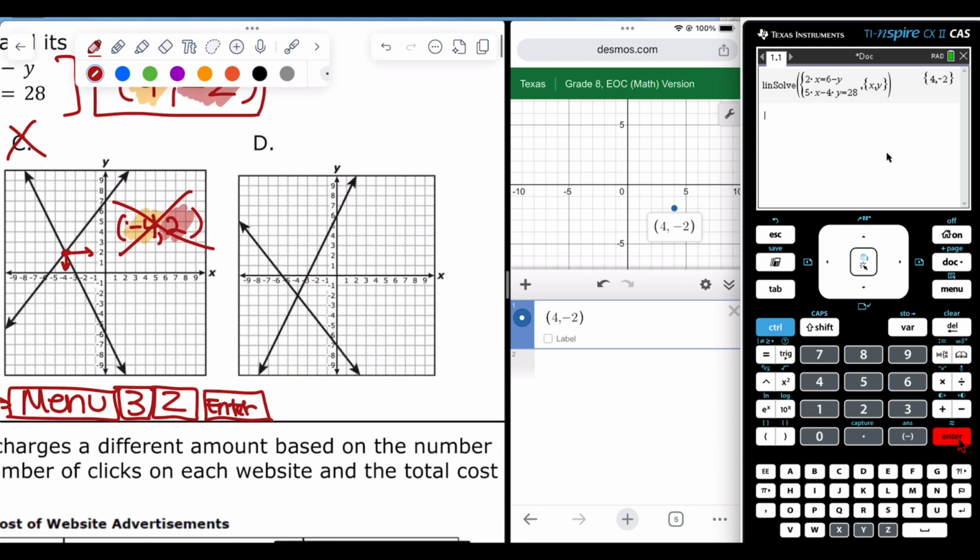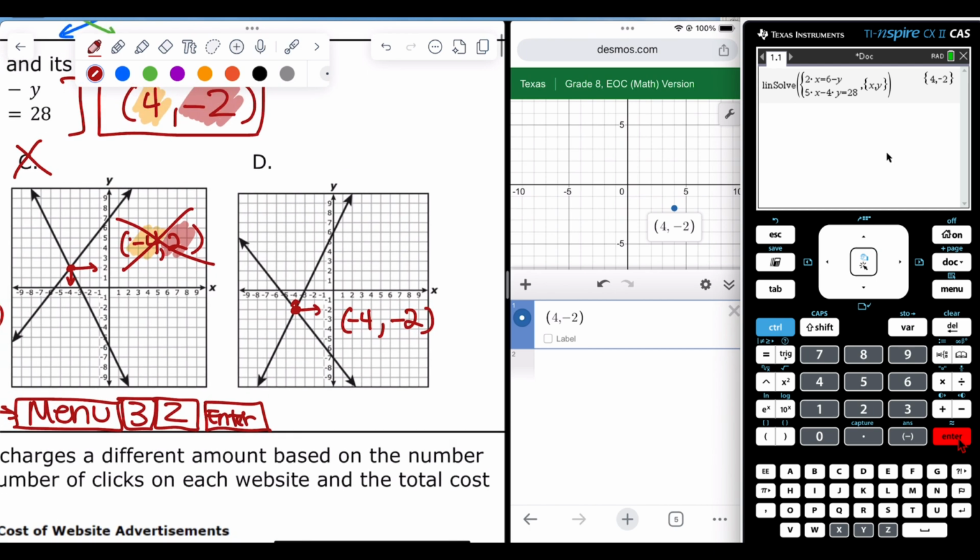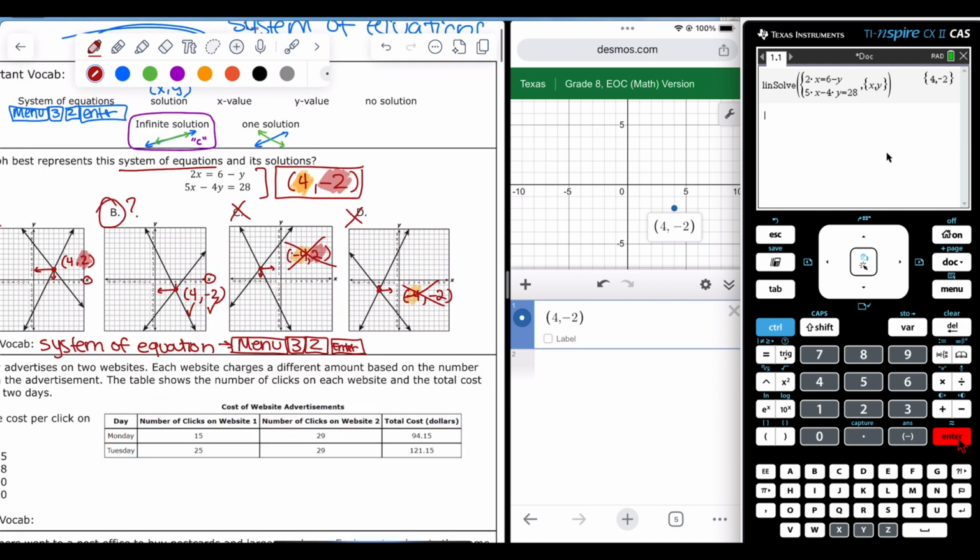Okay, now let's look at D. I have my point right here, my x is -4, and then -2. Now remember, I know that it should be +4, so this right here is wrong. So my answer is B.